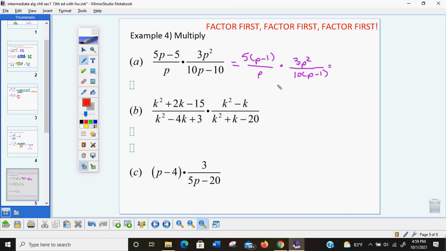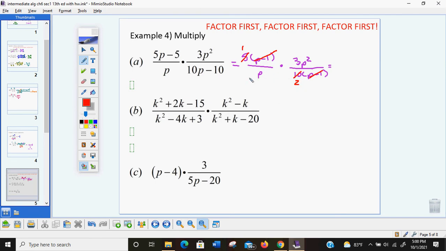So let's look up and down first. I've got nothing here that I can cancel. If I look across this way, that p minus 1 can go. Okay? And 5 goes into 10. So 5 goes into 5 one time. 5 goes into 10 twice.